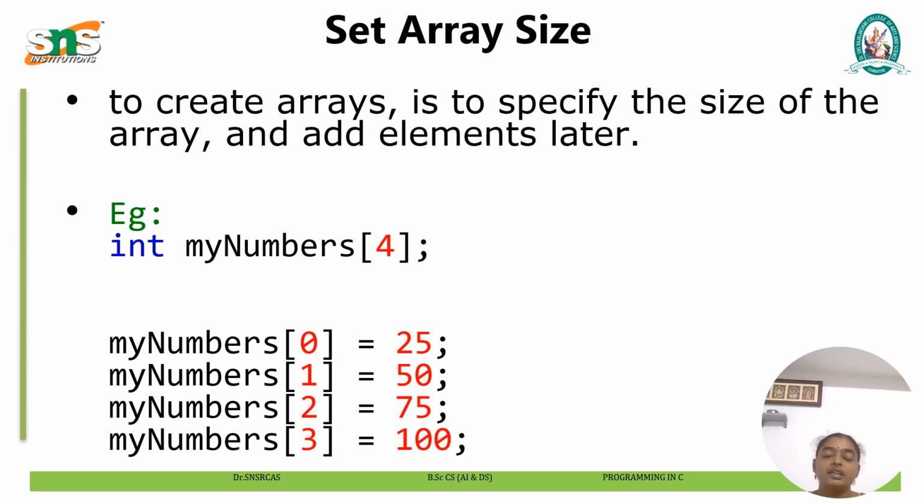The integer data type size is 2 bytes, and here the array size is 4. So 2 times 4, totally 8 bytes, is allocated. my_numbers[0] = 25, my_numbers[1] and so on, individually assigning values to the array.